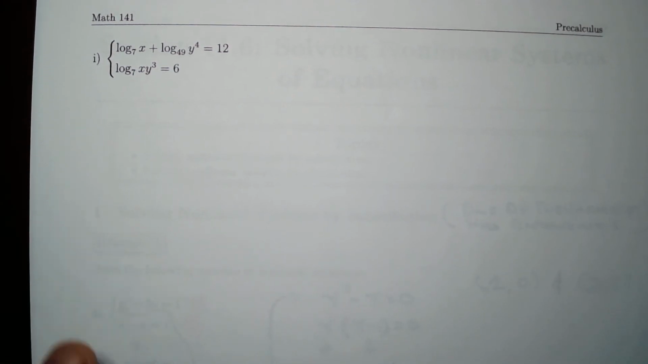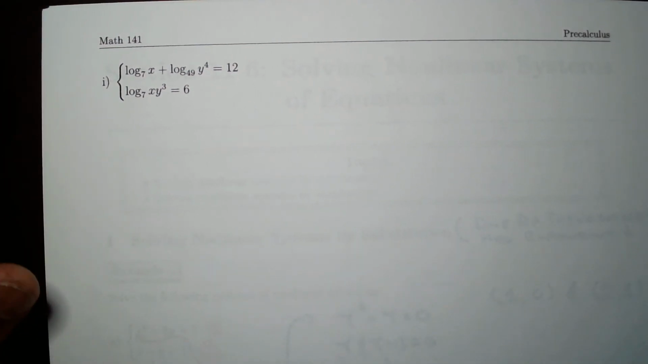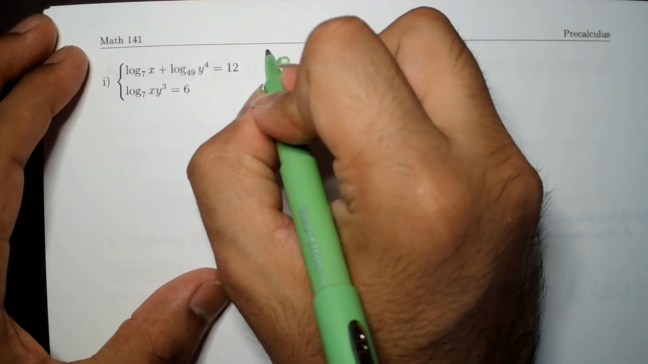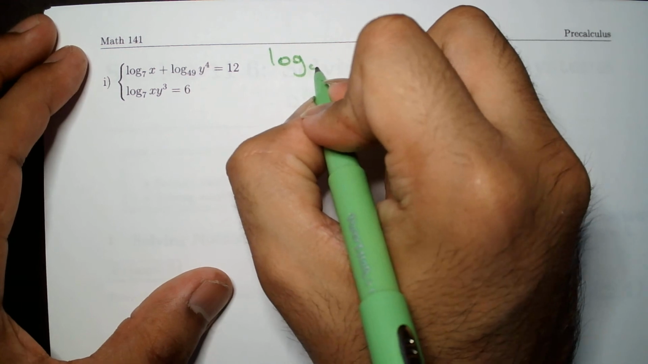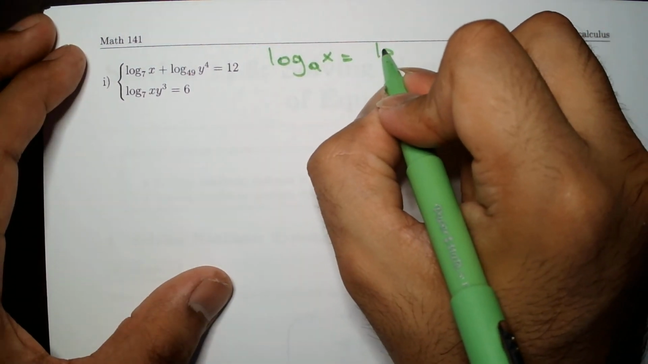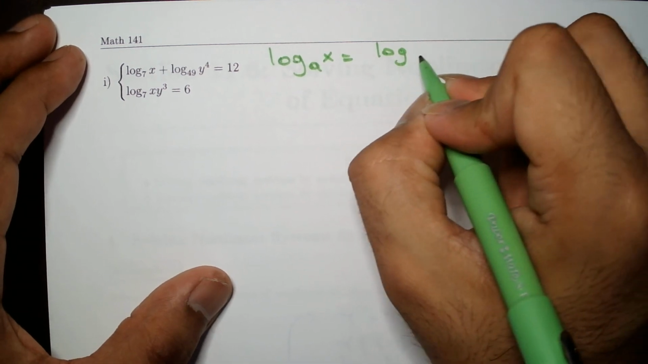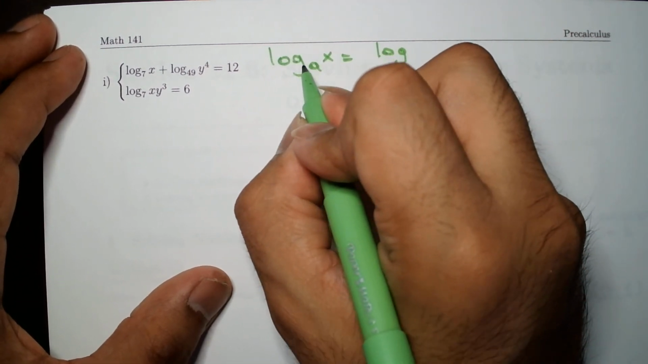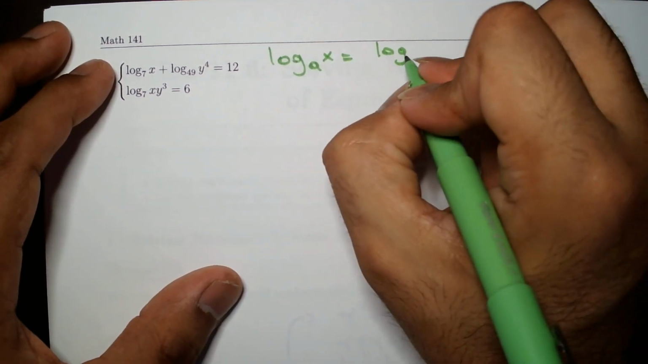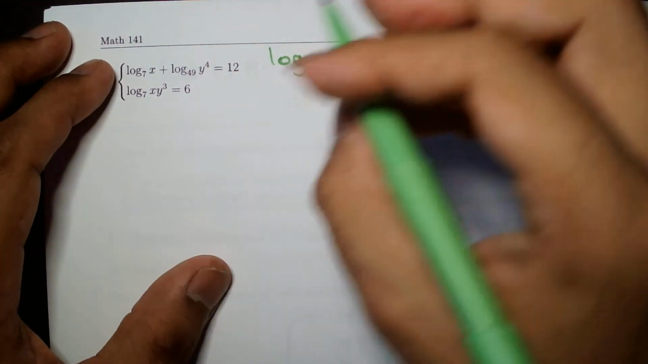I'm going to work with both equations separately. In number one, when you have something like log base a of x, you can always change the base. So for example, you have a log with base 4, and you want to change it to another base. Let's call it b.